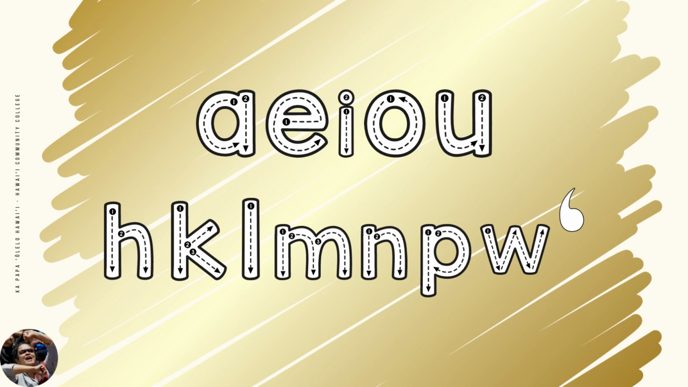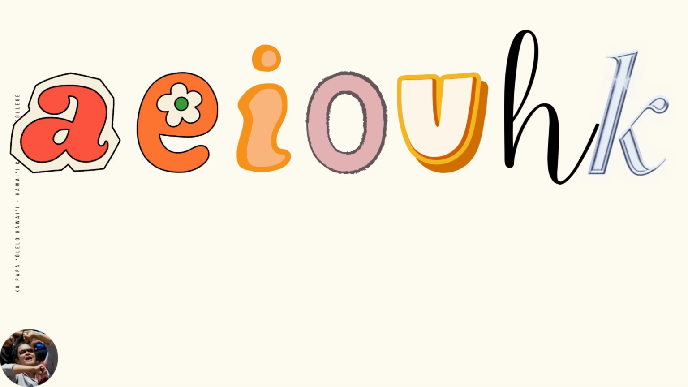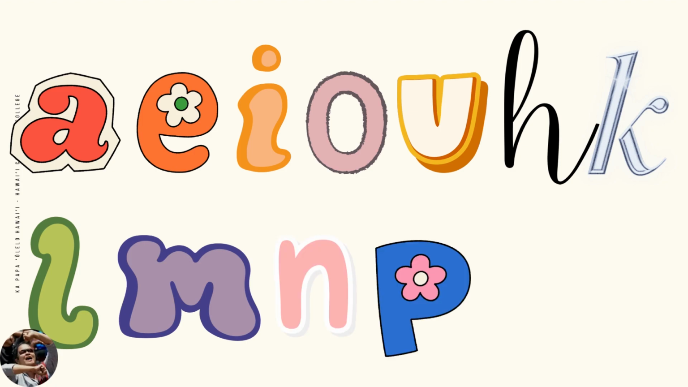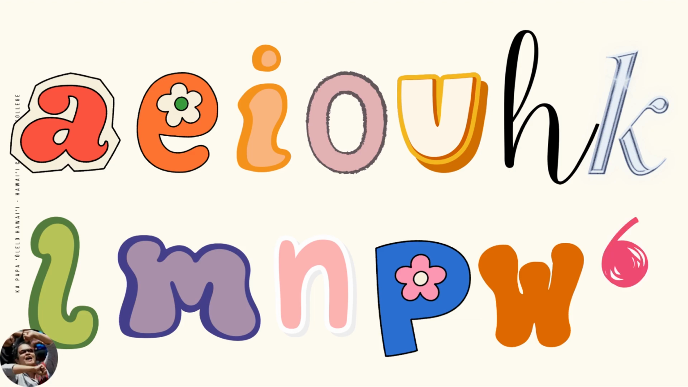Another difference is the order of our alphabet. In the Hawaiian piʻapa, our vowels are first, followed by the consonants. ʻŌlelo kawa. Let's say these letters together. A, E, I, O, U, He, Ke, La, Mu, Nu, Pi, Ve, Okina.